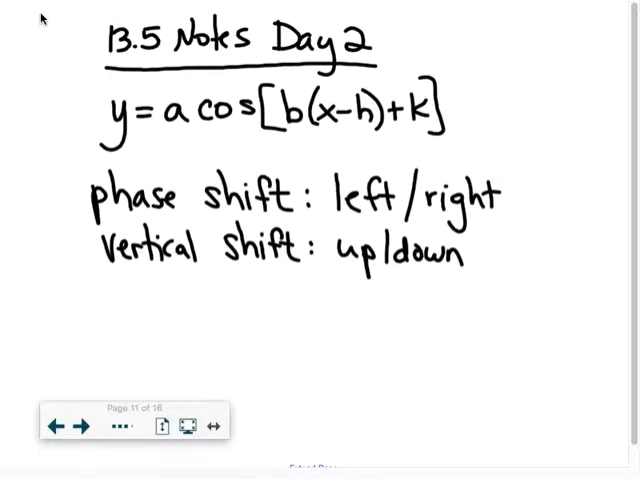So the A and the B, we're actually not going to mess with in our first block of time today, okay? There's going to be A is 1 and B is 1. So the period length will be 360, the amplitude will be 1. I just like to do this nice and slowly, where we played with amplitude and period last time. Now we're going to work with phase shift, vertical shift, and then in our plus period today, we're going to put the two together. Amplitude, period, phase, vertical shift.